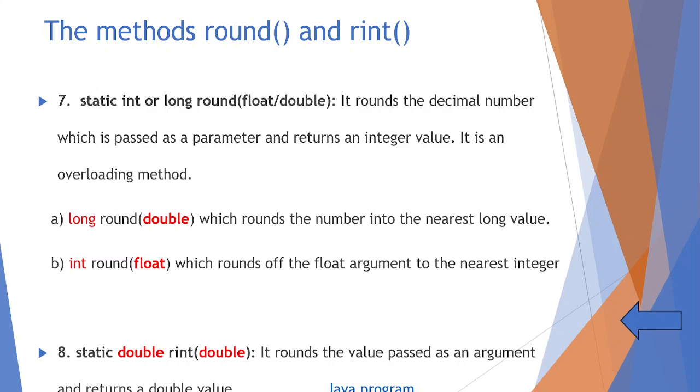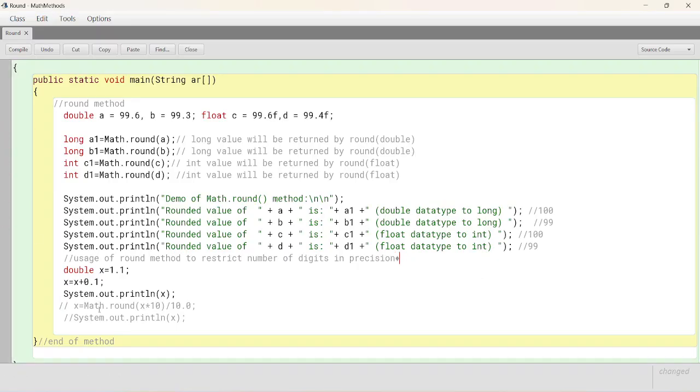Then static double rint(double). It rounds the value passed as an argument and returns a double value. Round returns either long or int. Rint returns a double value. Let's see the Java program. In this program, we will see one interesting formatting technique. For example, double a is equal to 99.6.